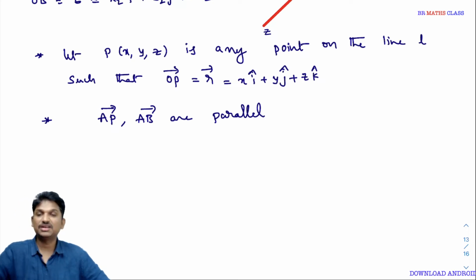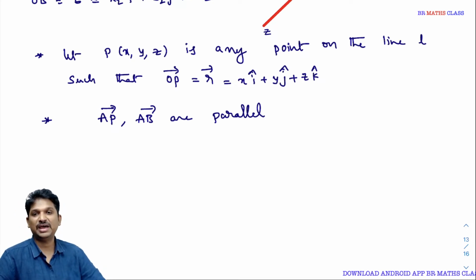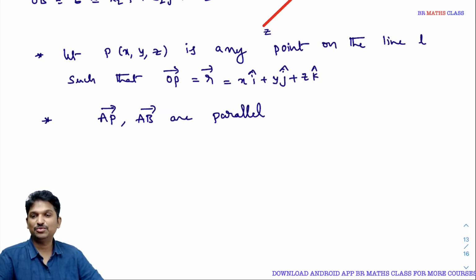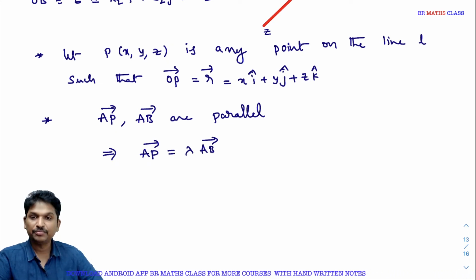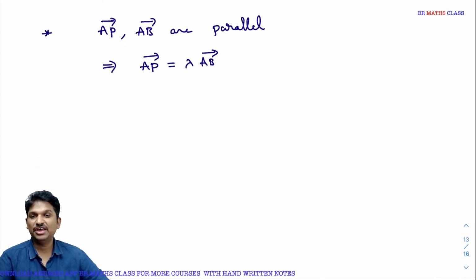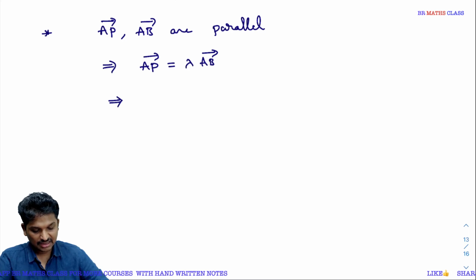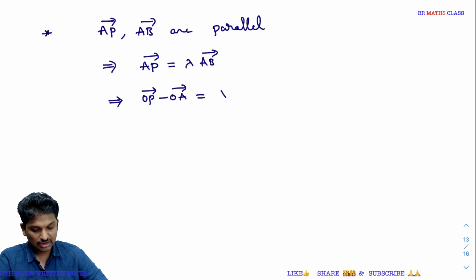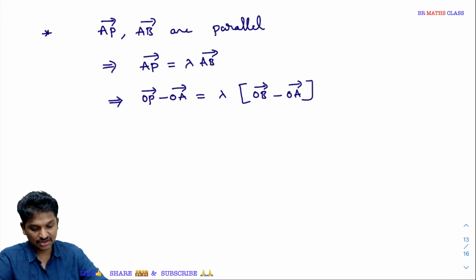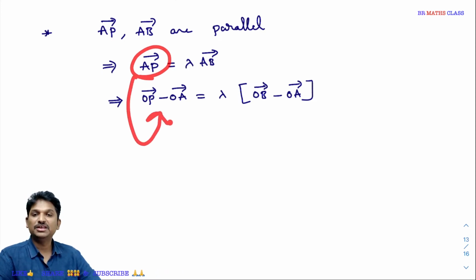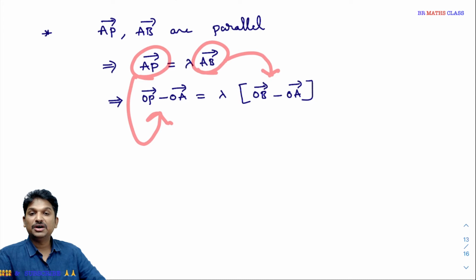You know that parallel vectors are also known as collinear vectors. If two vectors are parallel, one vector can be expressed as scalar multiple of another vector. So from this what we can write? I can write that AP bar equal to lambda times of AB bar, right? What is AP bar? AP bar is OP bar minus OA bar equal to lambda times of what is AB bar? AB bar is OB bar minus OA bar. We can write like this. This we learned from vector algebra chapter.